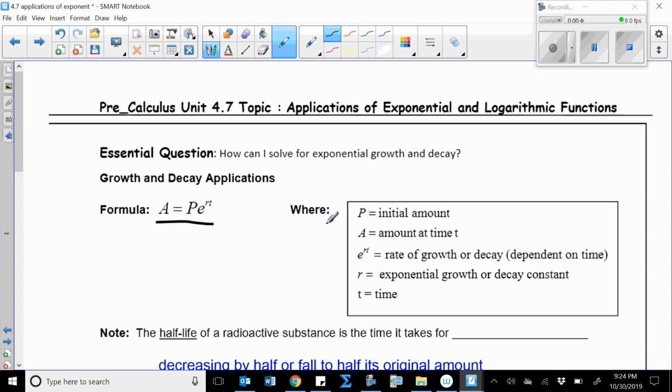So A here is the amount at time t, P is the initial amount. I can also call the amount at time t the final amount. And e to the rt is the rate of growth or decay, r is the exponential growth or decay constant, and t is time. So we're going to do some examples of these kinds of applications.